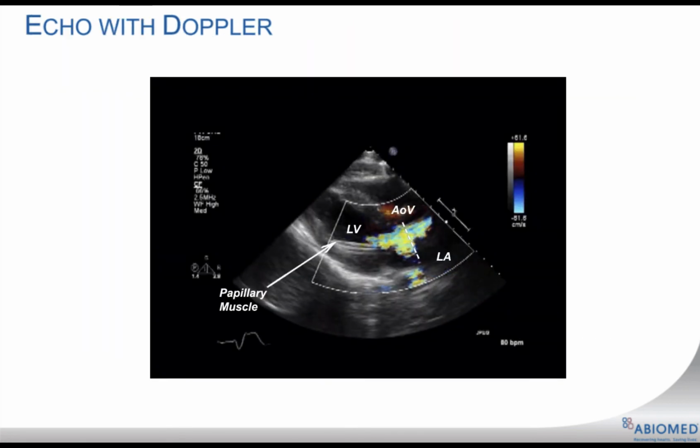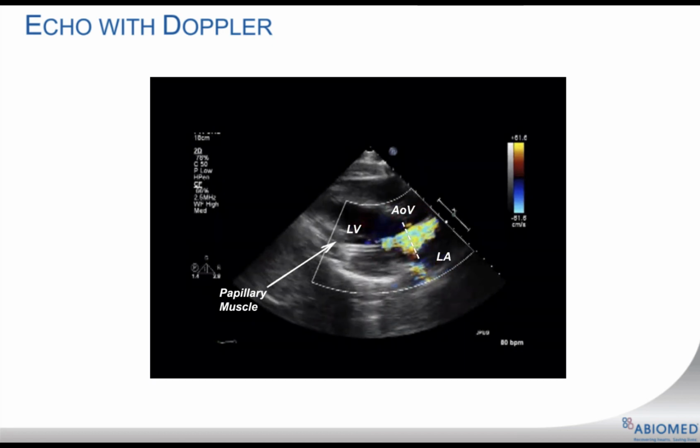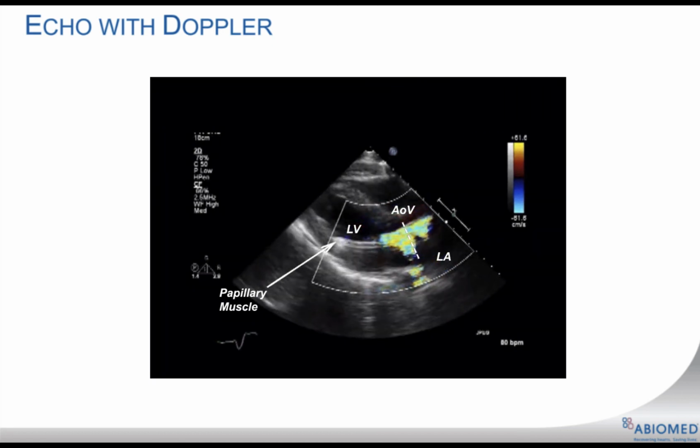In this echo, when colored Doppler is added, the flow of the device is seen below the aortic valve, indicating that the outlet area of the Impella catheter is too close to the aortic valve.